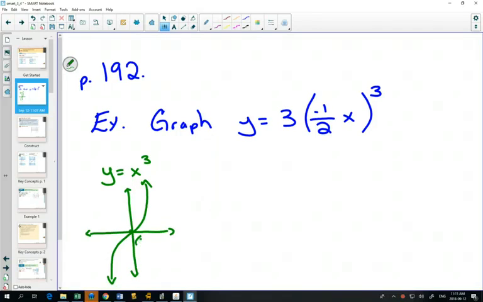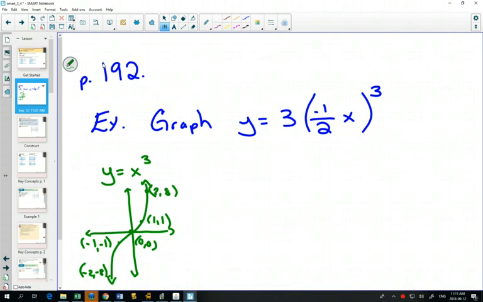I know key points are 0, 0, 1, 1, 2, 8, negative 1, negative 1, negative 2, negative 8. So I quickly have my original graph in my head.